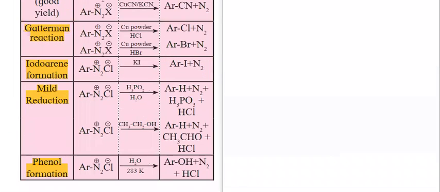Then the next reaction is called mild reduction. Reduction means addition of hydrogen. Here the same happens. See, this is our diazonium group, it is removed, and instead of that there is the addition of hydrogen and it forms benzene. ArH means benzene, simple benzene. See the reagent used for this reaction, it is H3PO2.